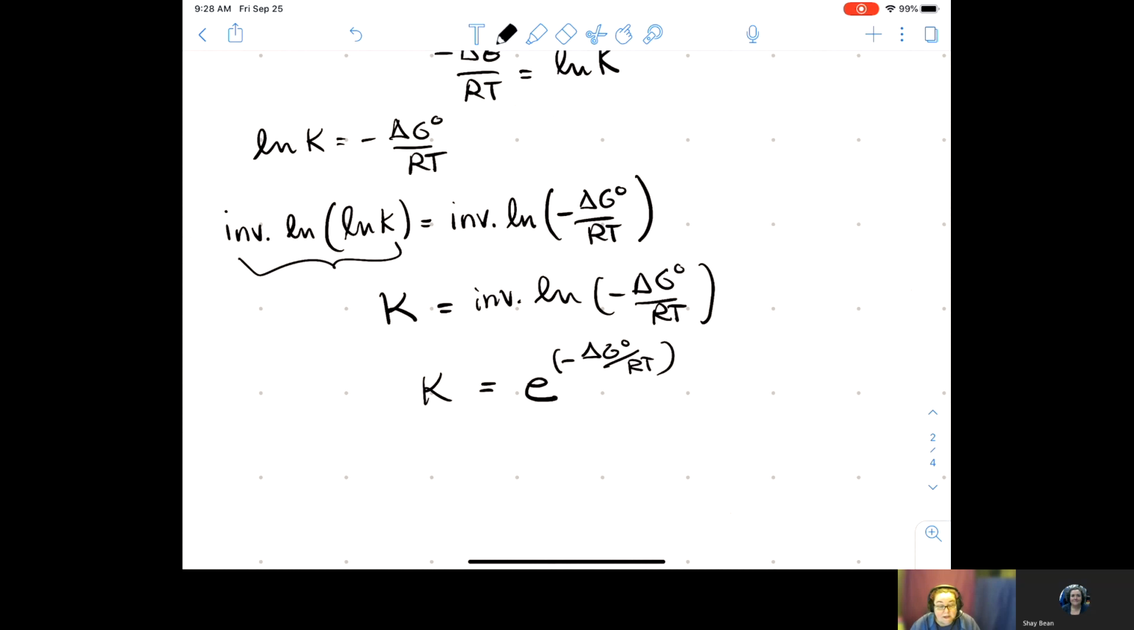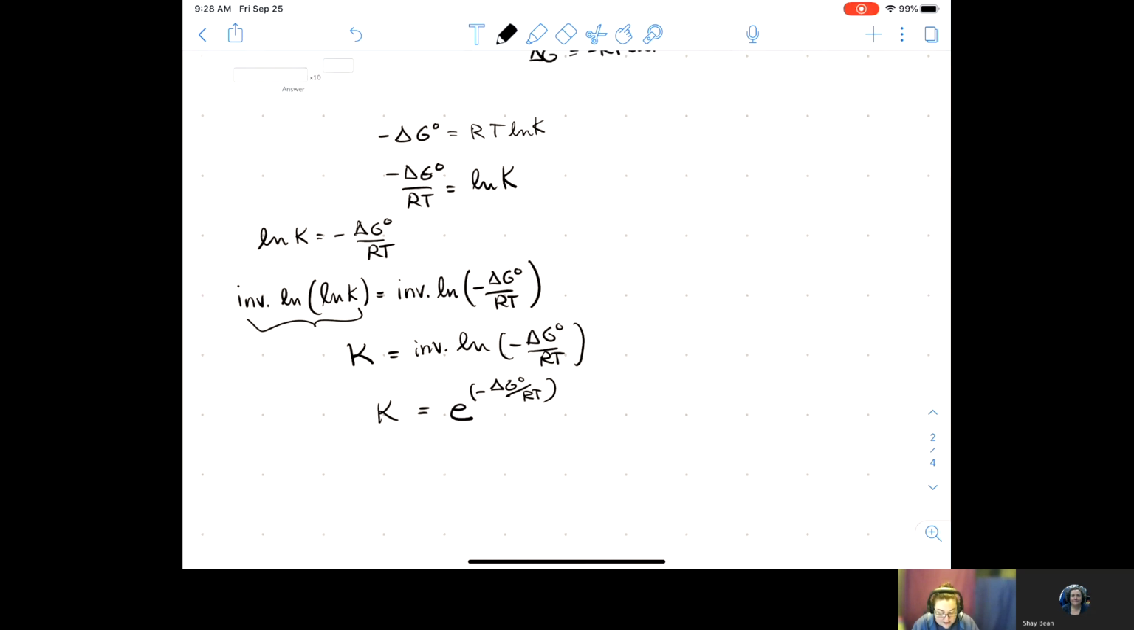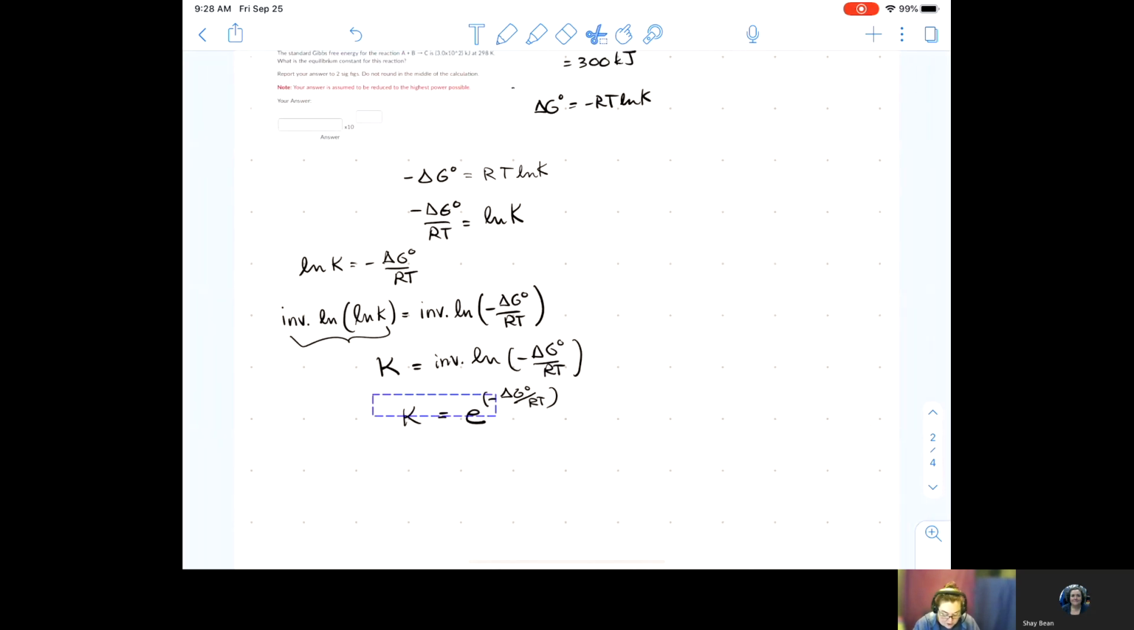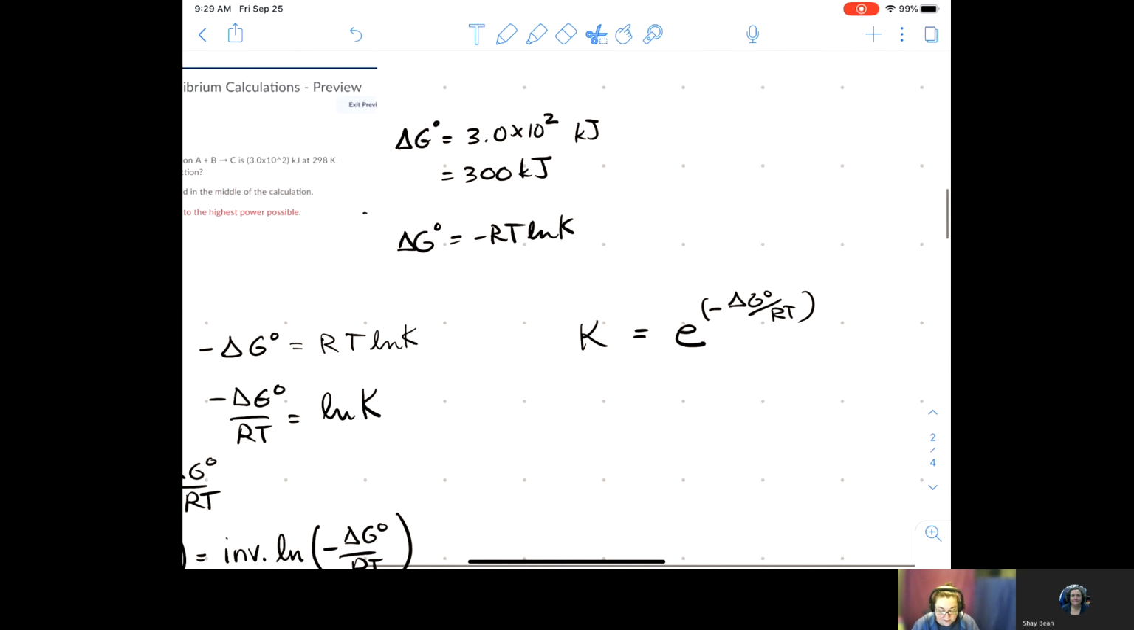And you need to be able to punch this into your calculator. So you do want to make sure that you work with your calculator on these problems and that you plug them in so that you know how to use your calculator. Let me grab this and bring it up here. And now we'll solve. Delta G naught is 300 kilojoules. We'll write R in terms of kilojoules and temperature in terms of Kelvin. And we end up with K equals e to the negative 300 over 8.314 times 10 to the minus 3, 298. Be careful punching this in your calculator.